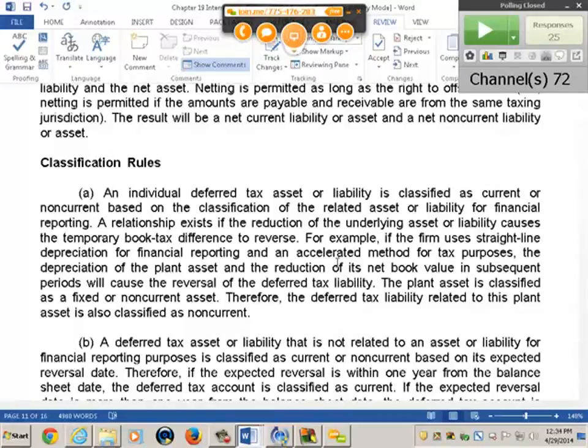So, for example, if you look at straight line for book and accelerated for tax, as you depreciate the asset, the plant asset declines, that causes reversal. If the plant asset is causing reversal of a deferred liability, what's the classification of the plant asset? Current and non-current? Non-current. Plant assets, property, plant, and equipment. Therefore, the liability for deferred taxes is also non-current. So you tie the classification of the deferred tax to the underlying account.